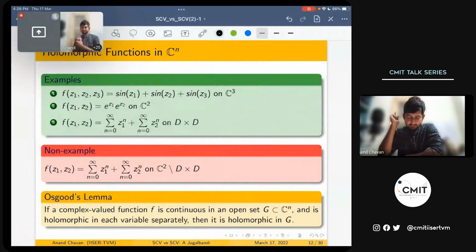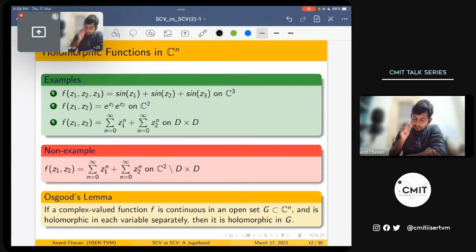First example: f(z1, z2, z3) = sin z1 + sin z2 + sin z3 on C^3. Locally you can write sin z1, sin z2, sin z3 separately in their own power series. So you can combine all these power series into one power series, and hence the function is holomorphic, as we can write this function as a sum of power series expansions.